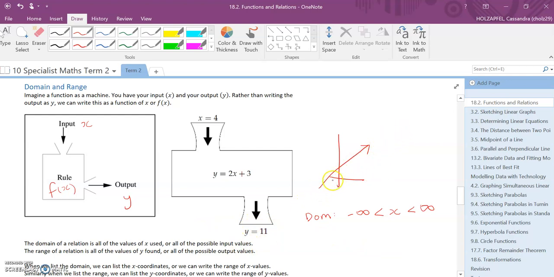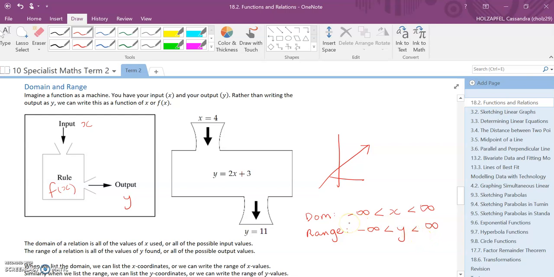Now for these y values, we can see it's going all the way down, and it's going all the way up. So we can say that the range, or all the possible y values for this one, are again going to go from negative infinity, less than y, less than positive infinity. And all this means is that it's going from negative infinity, not including negative infinity, because we can't ever be equal to it, and then all the way to positive infinity. Again, less than infinity, because we never quite reach it.